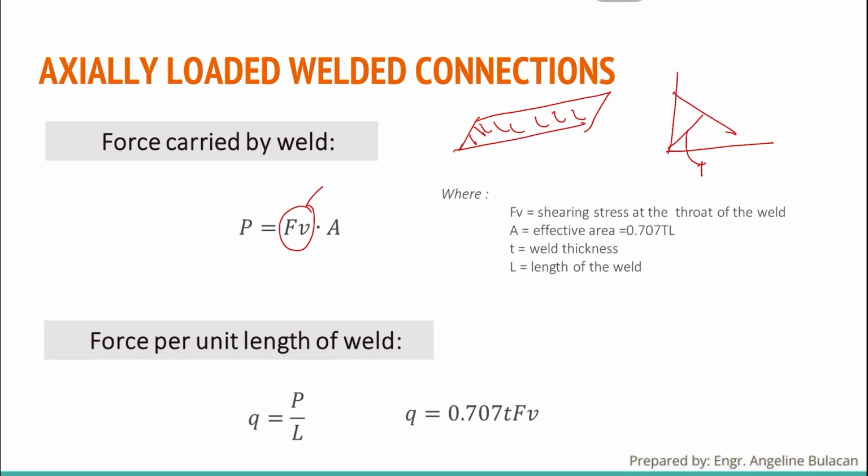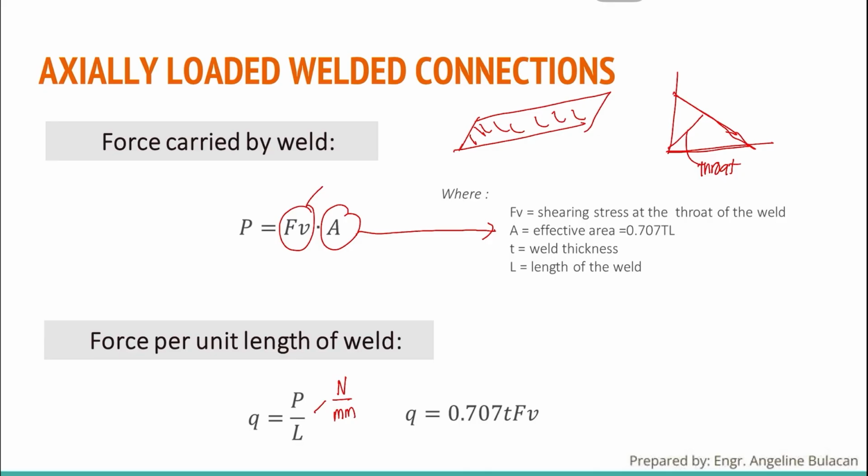This is the throat. Then our area is equal to 0.707 times the thickness of your fillet weld times the length. Then, the second formula is the force per unit length of the weld. So, q is equal to P over L. The unit of that, class, is in Newton per mm.